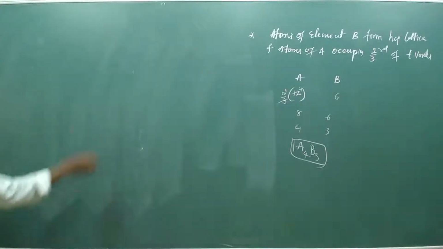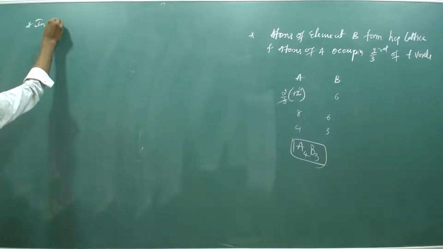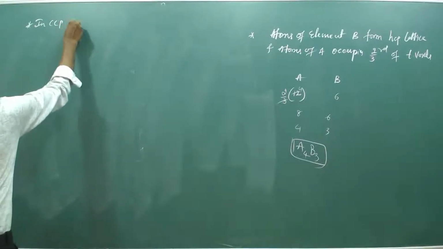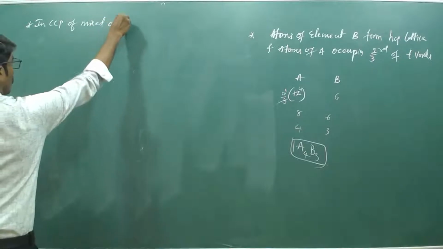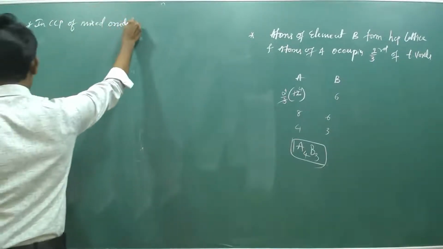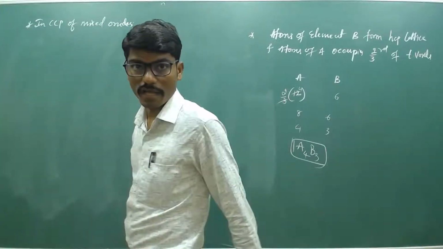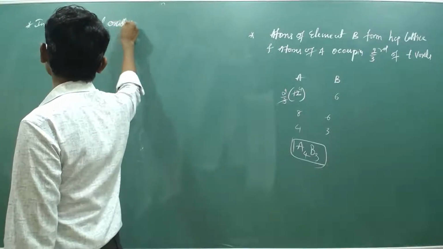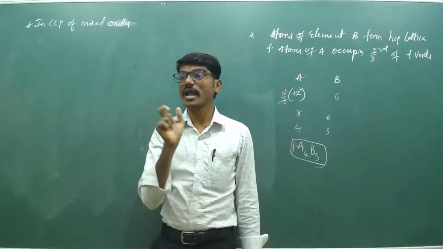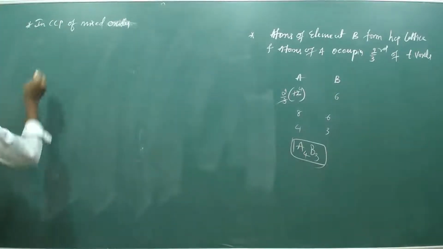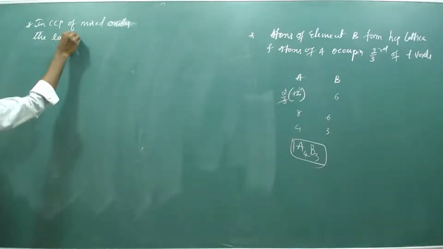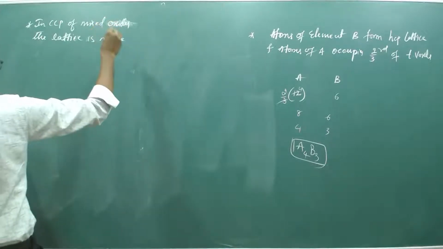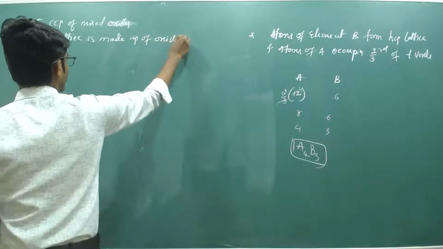In a cubic close pack structure of mixed oxides, the crystal lattice is made up of oxide ions. The lattice is made up of oxide ions.